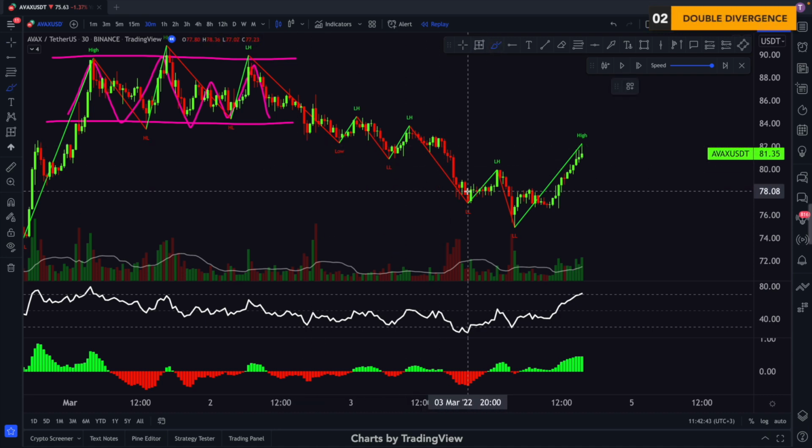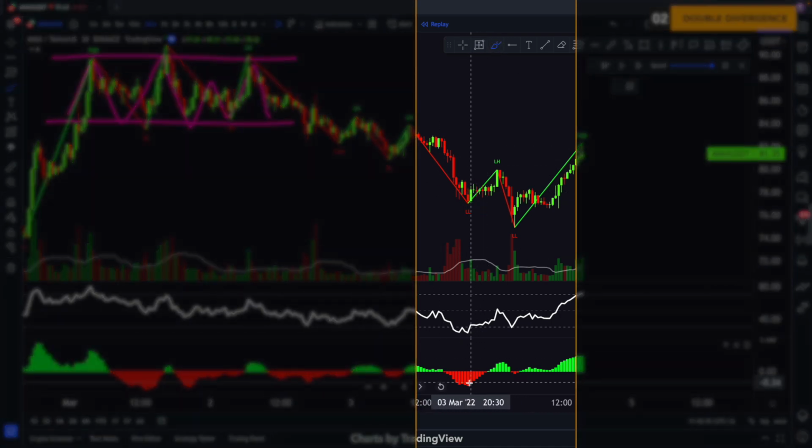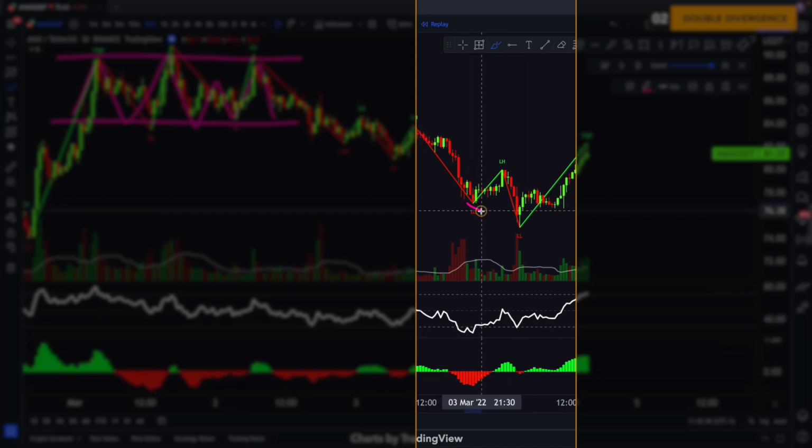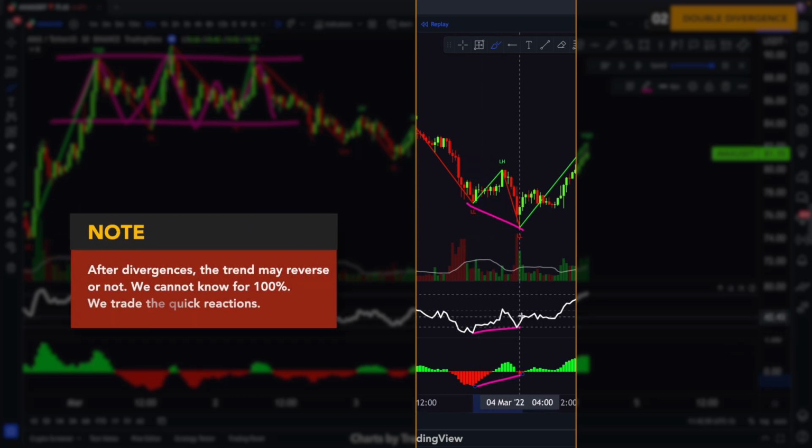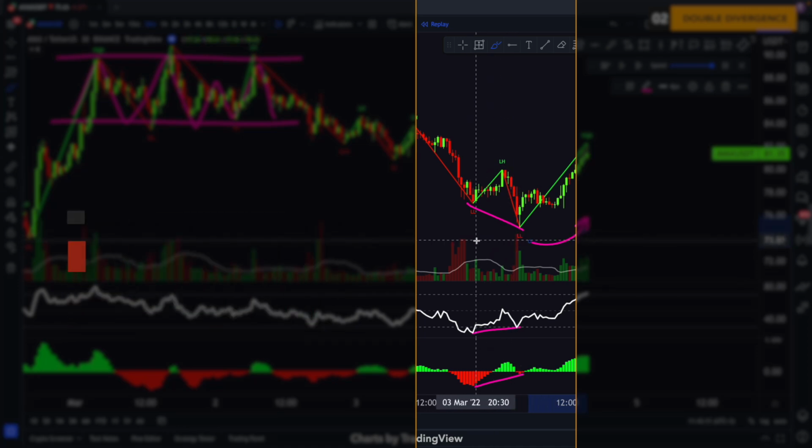This time we will additionally check the MACD histogram with RSI. As you can see, both MACD and RSI are diverging from the price. Now this gives me an indication of a possible reaction. Warning: I am not saying the trend will reverse. It may reverse or not, we do not know. I'm not the market maker. However, I'm quite optimistic that there will be a reaction.